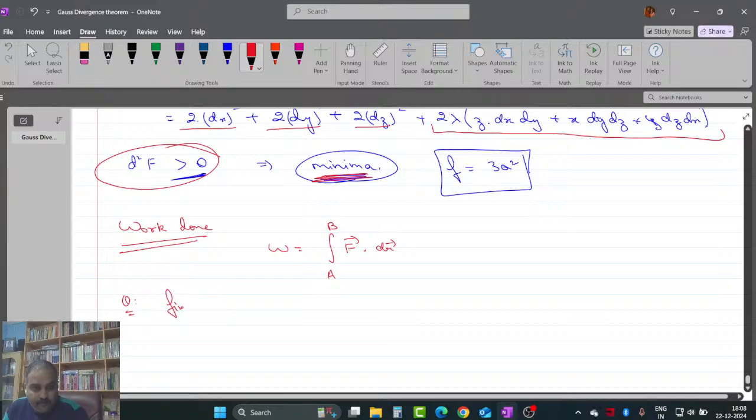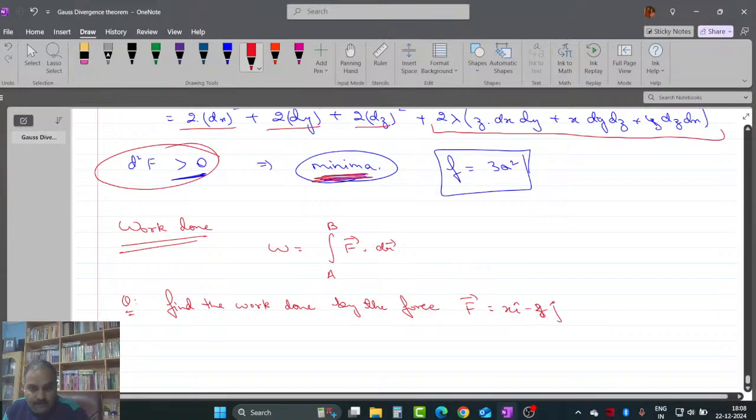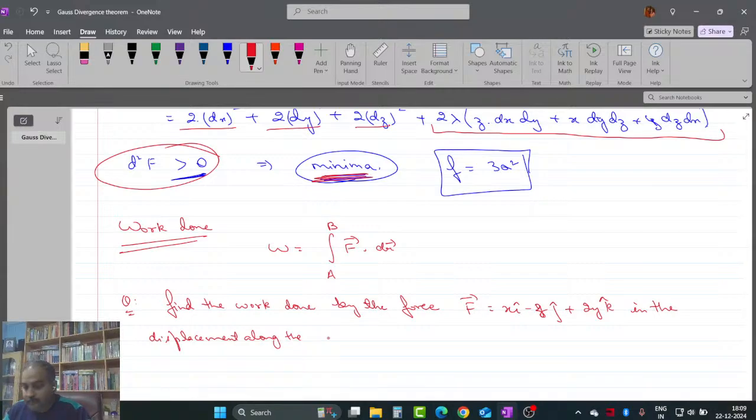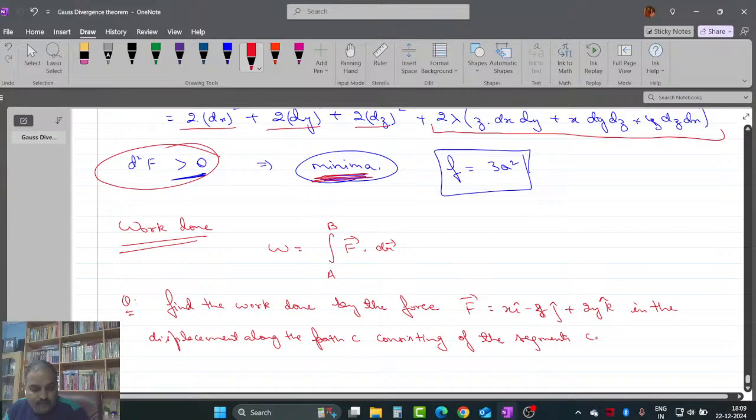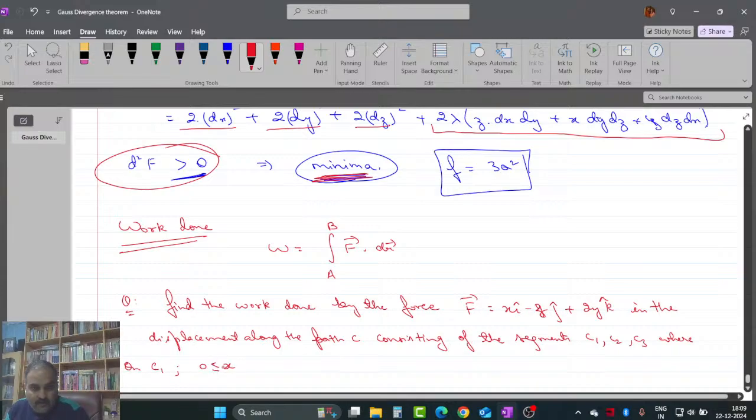So the question is: find the work done by the force F vector is equal to x i cap minus z j cap plus 2y k cap in the displacement along the path C consisting of the segments C1, C2, C3, where on C1 x varies from 0 to 1, y is equal to x and z is equal to 0.